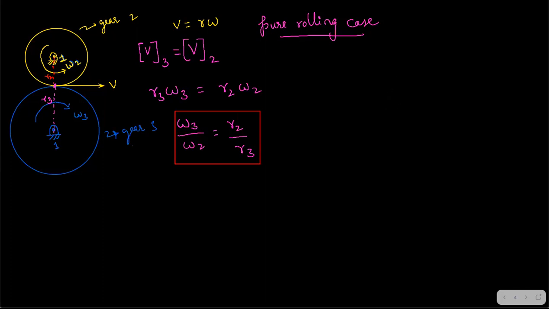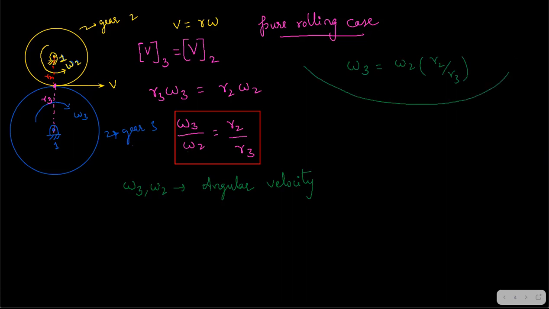Because omega 3 is the angular velocity of link 3 or gear 3. Omega 2 and omega 3 are angular velocities. Now, what is the significance of this? If I take omega 3 equal to, just cross multiplying, omega 2 multiplied by R2 by R3, right? So now if you check over here, what is going to happen?